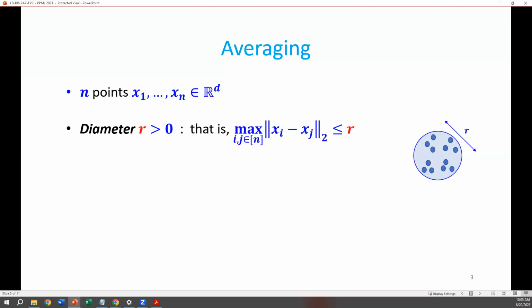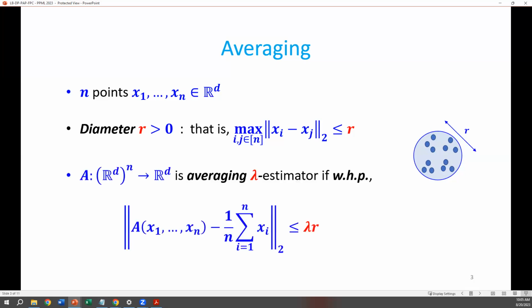One of the most fundamental problems of differential privacy is the averaging problem, in which we have n points of dimension d, all of them contained inside a ball of diameter R, and we would like to estimate the average of the n points. An algorithm A is said to be a lambda-estimation algorithm for averaging if with high probability the distance between the output of the algorithm A on the n points and the real average of the points is at most lambda R, where the distance is measured using the Euclidean norm. In other words, the algorithm A is actually a lambda estimator for the average of the n points.